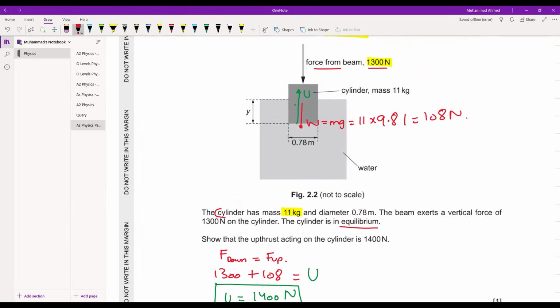Can you realize this is a cylinder? What is the formula for the volume of a cylinder? Pi r squared h. Do you know the radius? No, but I know the diameter, 0.78. Can you calculate the radius? Yes, if the diameter is 0.78 meters, the radius will be half of it. 0.78 divided by 2 equals 0.39 meters. This equals your radius. Your height is equal to y. Can you calculate the value of y?